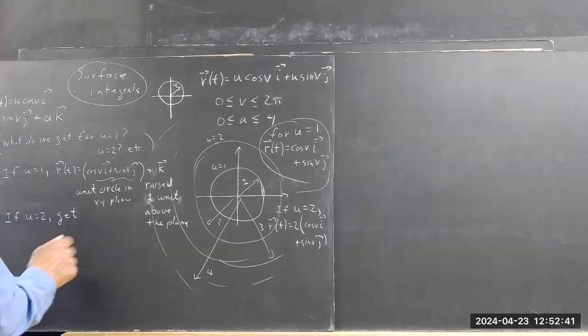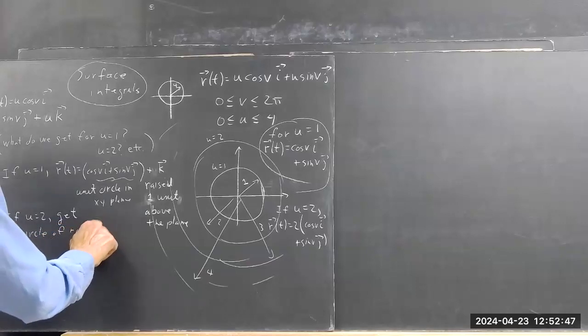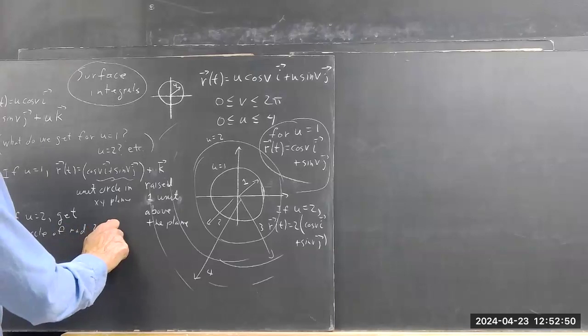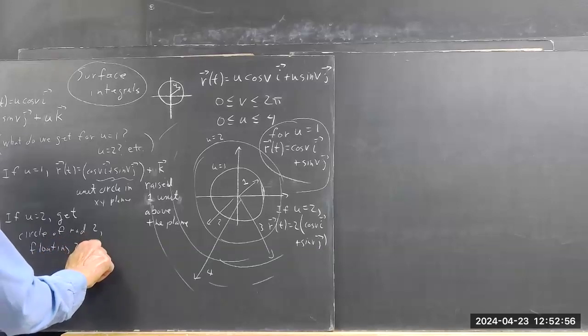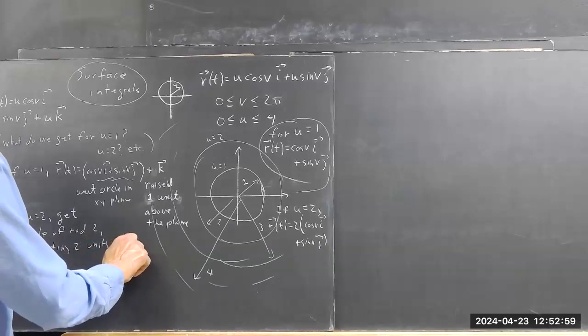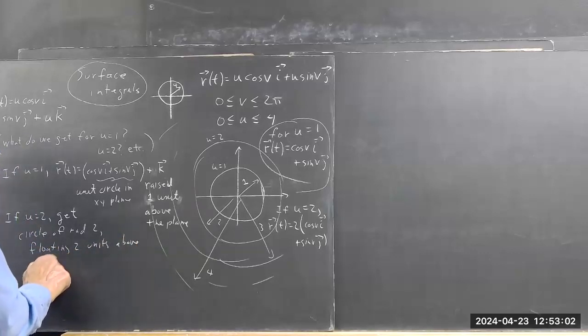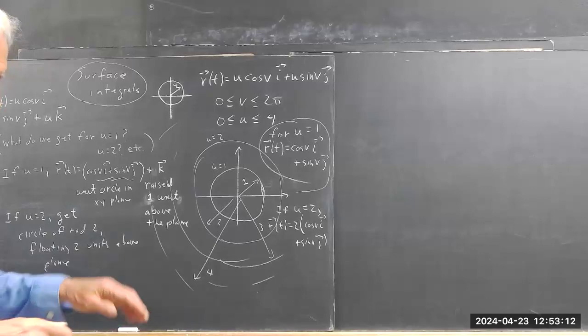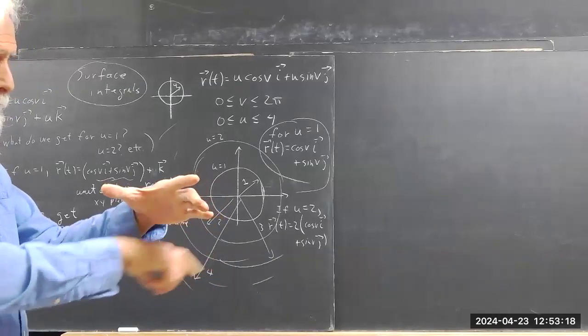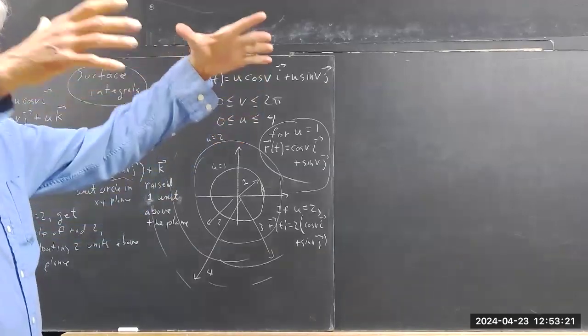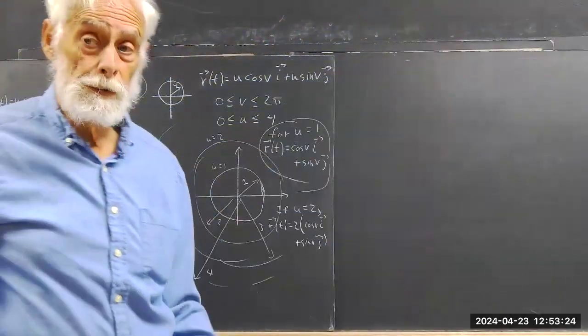Now, same picture. For u equals 2, we get a circle of radius 2 floating two units above the plane. When I say the plane, in this case, I mean the XY plane. So here we've got the XY plane, the origin, a circle of radius 1 down here that gets raised up 1 unit. A circle of radius 2 gets raised up 2 units. A circle of radius 3 is raised up 3 units. A circle of radius 4 is raised up 4 units. We get a cone.